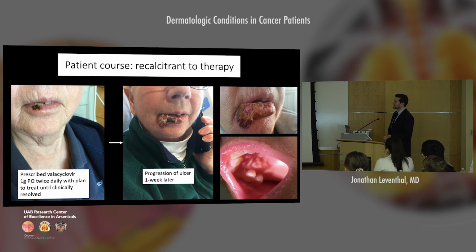So she was on acyclovir, but I changed her to a therapeutic dose of acyclovir, and I was planning to treat her until the lesions were fully resolved, because I knew in a patient who was immunosuppressed, you need to do that.